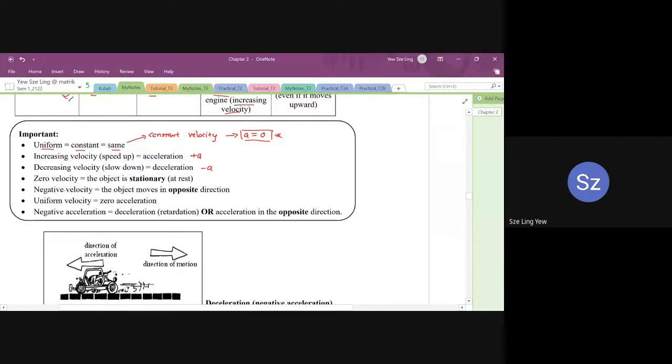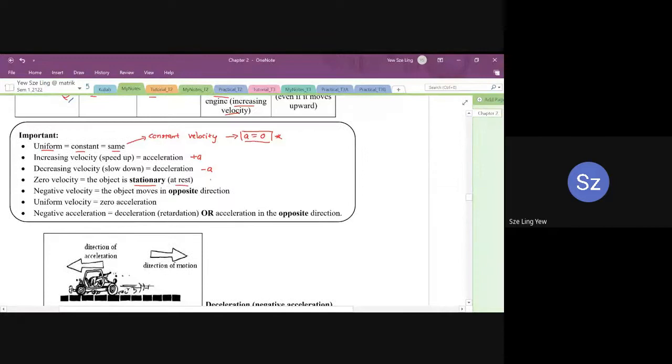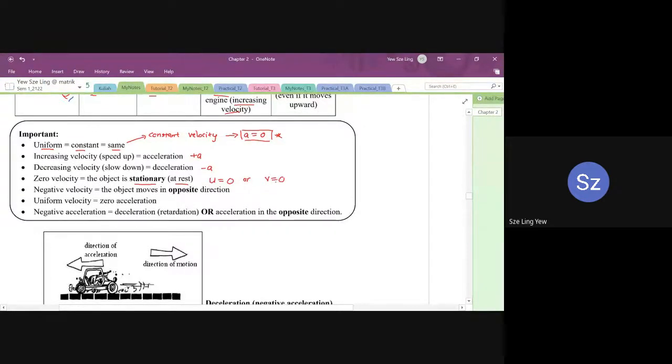All right. And then zero velocity. Most of the time, the question will just tell you the object is stationary or at rest. Stationary or at rest just tells you velocity is equal to 0. So usually it is u equals 0 or v equals 0. So come to rest means final velocity is equal to 0.